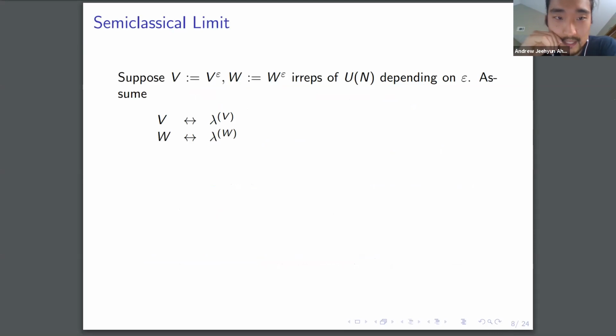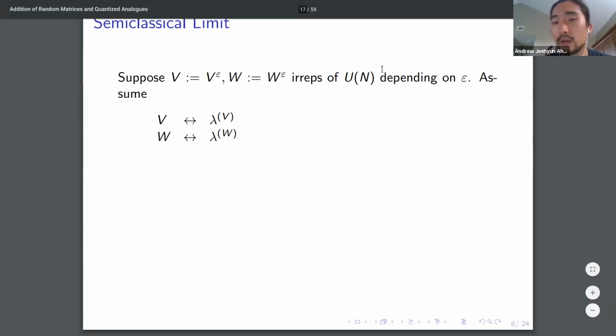So what exactly is this semiclassical limit? Suppose we have two irreps, V and W, of U(n). Right now I want to think of n as fixed, but we will have these representations depending on some parameter epsilon, which I'll send to 0 in just a moment. Associated to V, we have a signature lambda V, and associated to W, we have a signature lambda W.